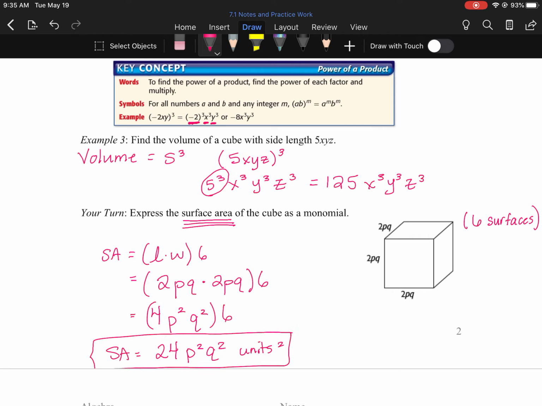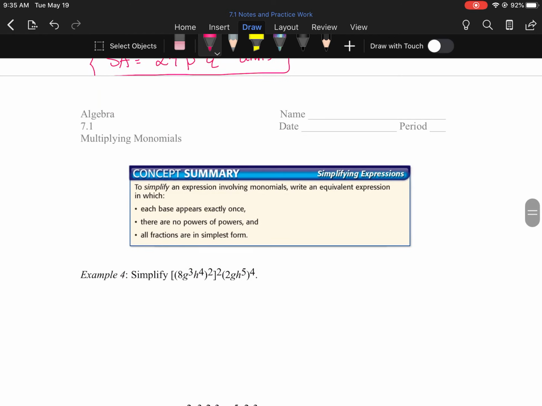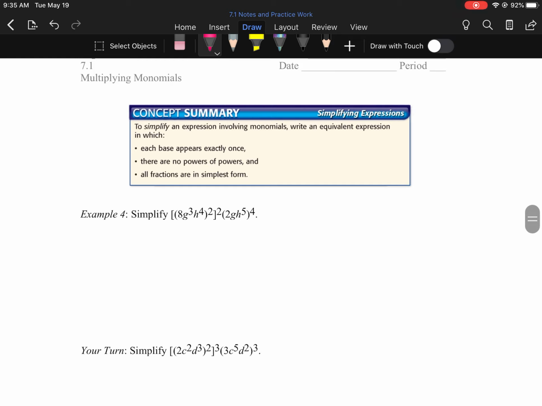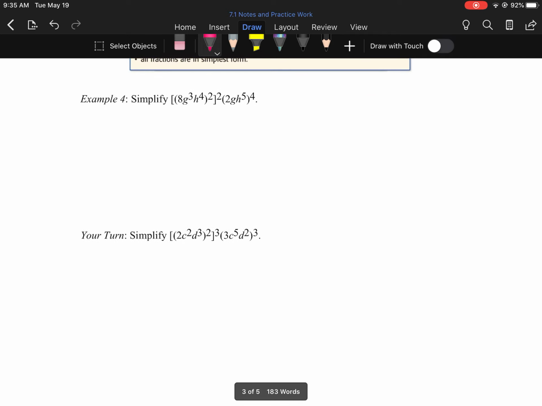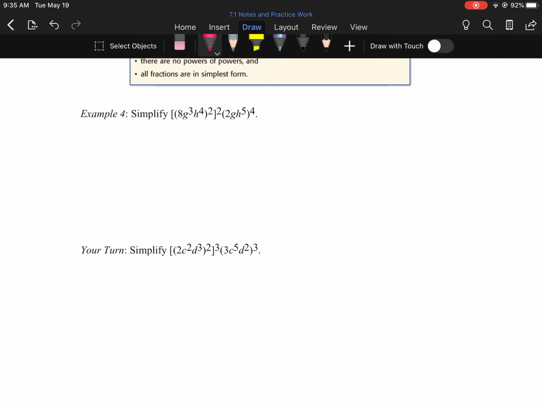All right, so we have one more example. This key concept box is going to be helpful for you. It explains what you need to do to simplify monomials and how to write equivalent expressions. All right, so these last 2 examples are combining everything we've done today in the notes, and it's going to be a lot. So the first thing I like to do is simplify each piece.